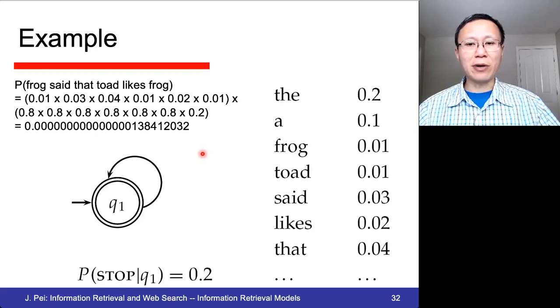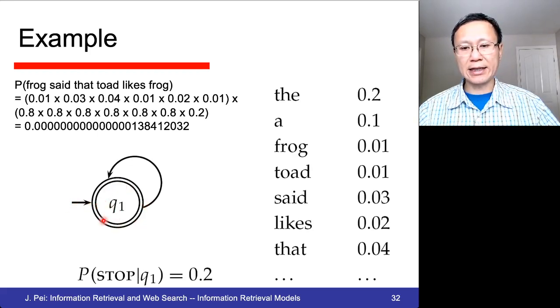Well, the unigram model has been shown very effective in practice. In this case, for example, this is the automaton of the unigram model. We have only one state Q1 here, and then we have a loop from Q1 to itself. For example, we have a sentence, say, "frog said that Todd lies frog." And then we have a distribution of probability on those words, and each one is associated with a probability here.